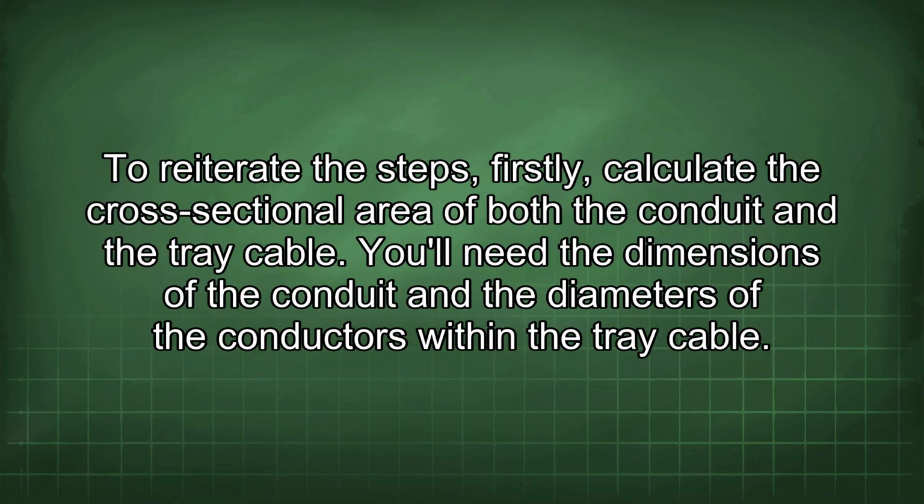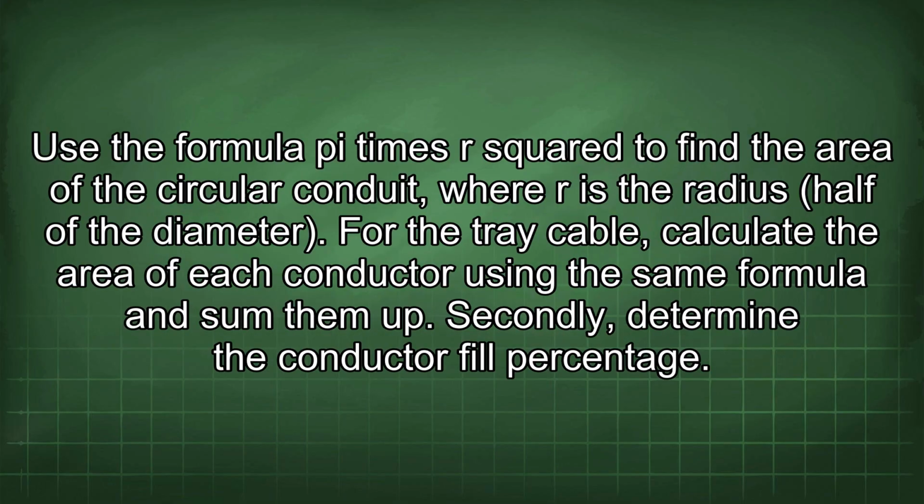To reiterate the steps, firstly calculate the cross-sectional area of both the conduit and the tray cable. You'll need the dimensions of the conduit and the diameters of the conductors within the tray cable. Use the formula pi times r squared to find the area of the circular conduit, where r is the radius, half of the diameter. For the tray cable, calculate the area of each conductor using the same formula and sum them up.